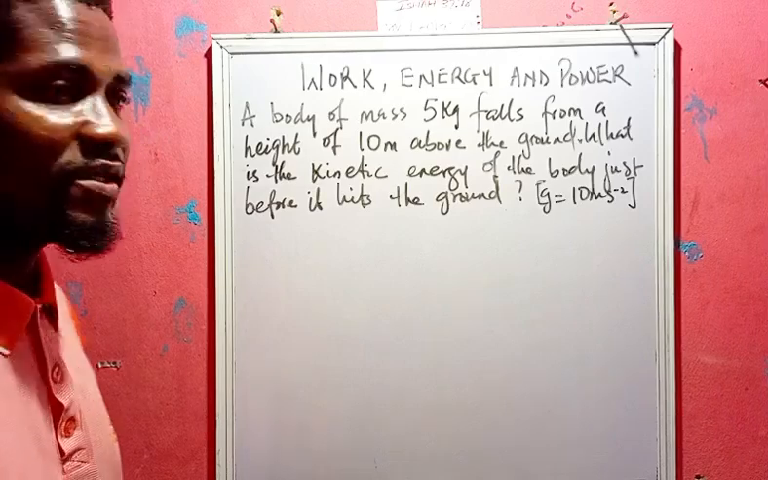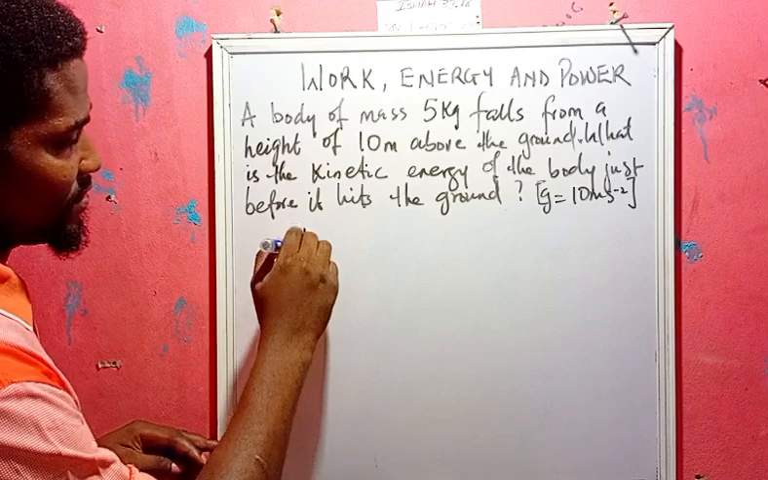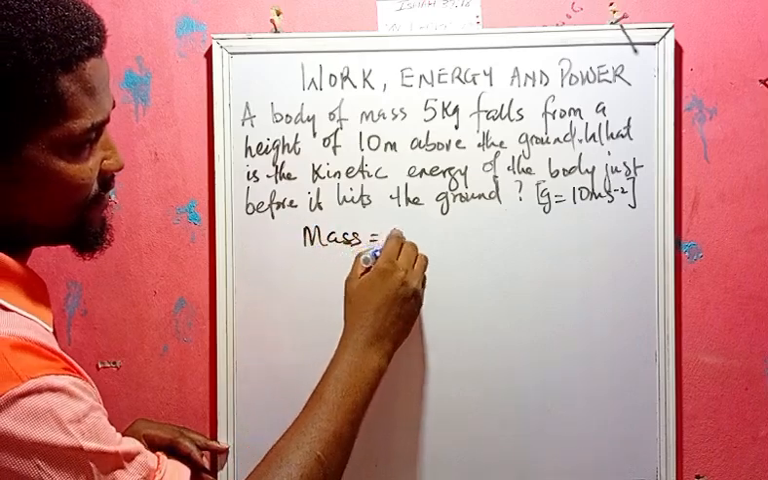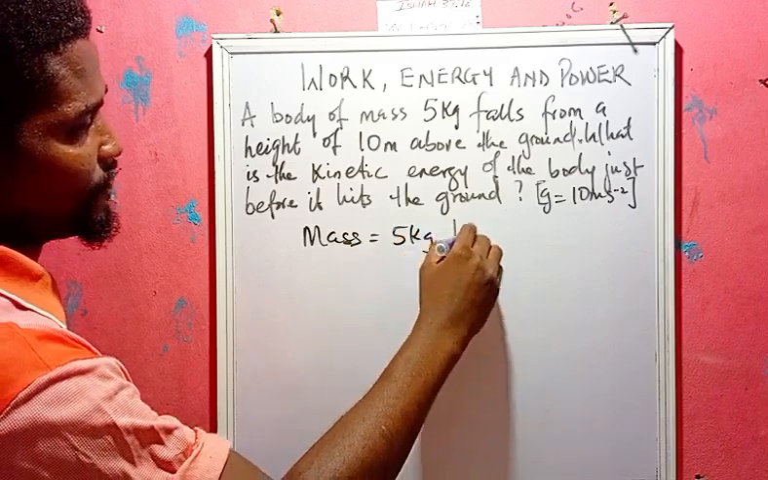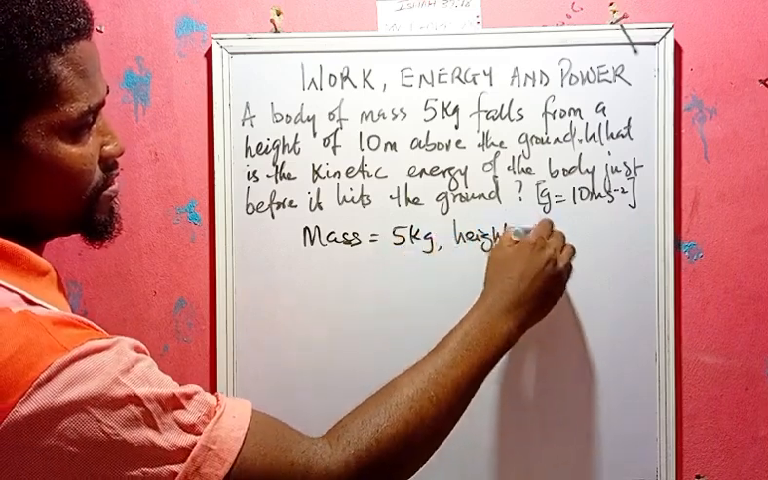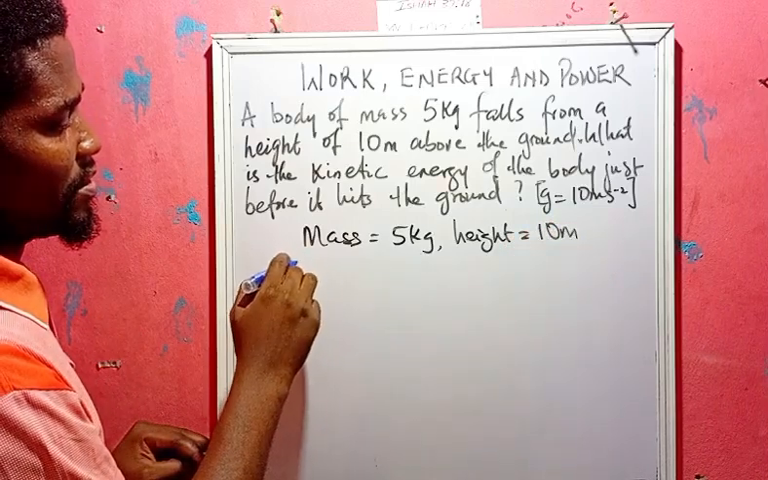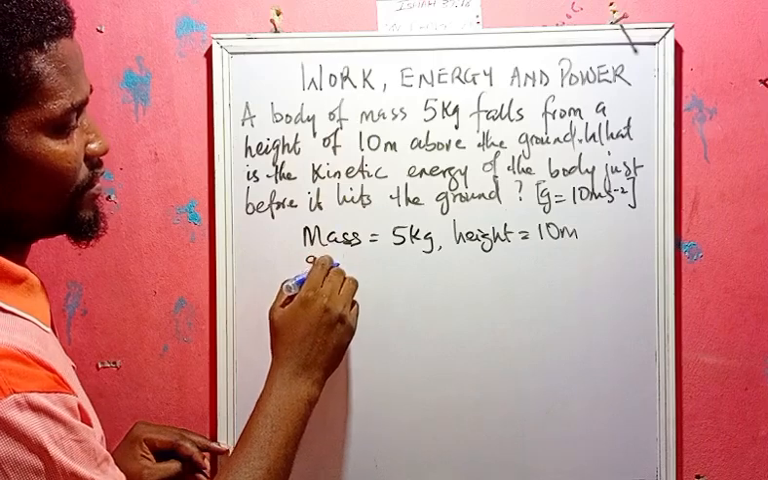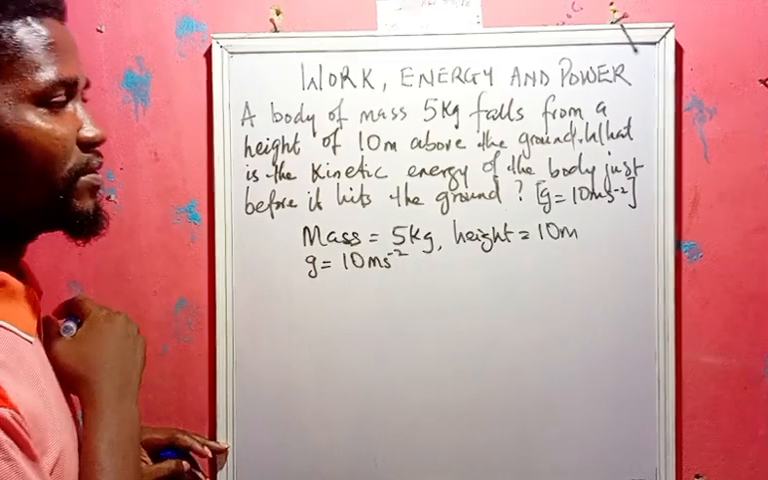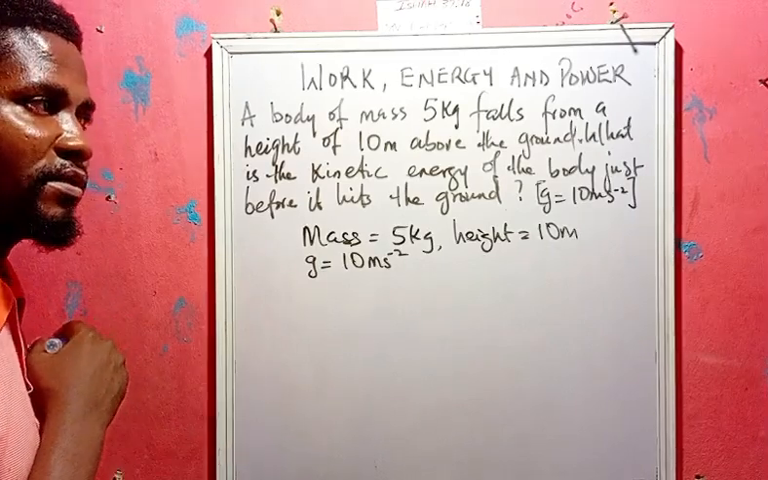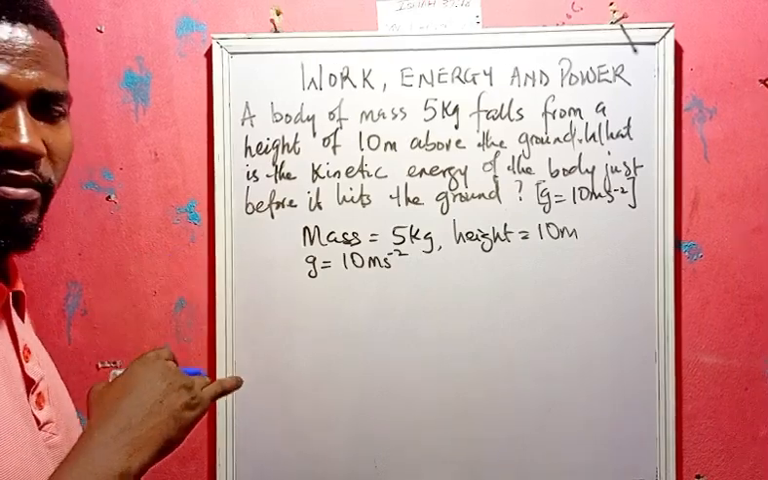Now, to solve this question, let's first state the values we are working with. We have the mass as 5 kilograms. We have the height of fall as 10 meters. We have a value of g, the acceleration due to gravity, as 10 meters per second squared. We're asked to find the kinetic energy with which the body of mass strikes the ground.